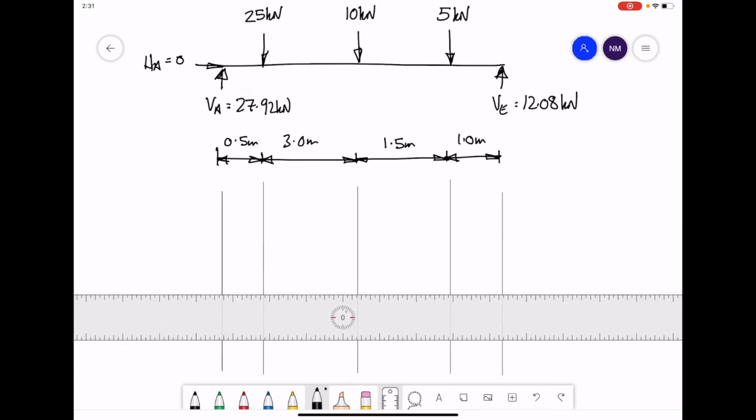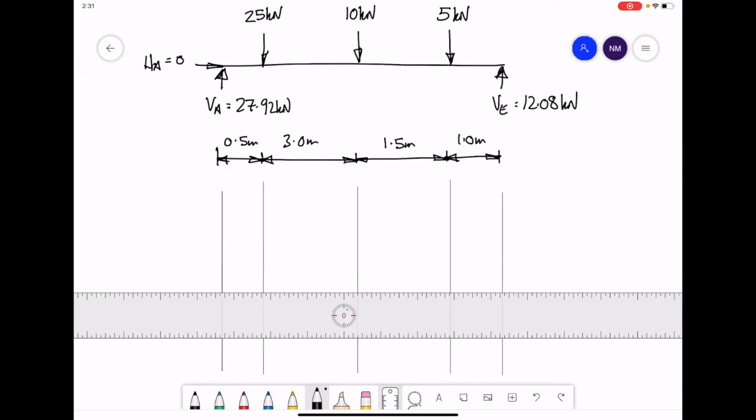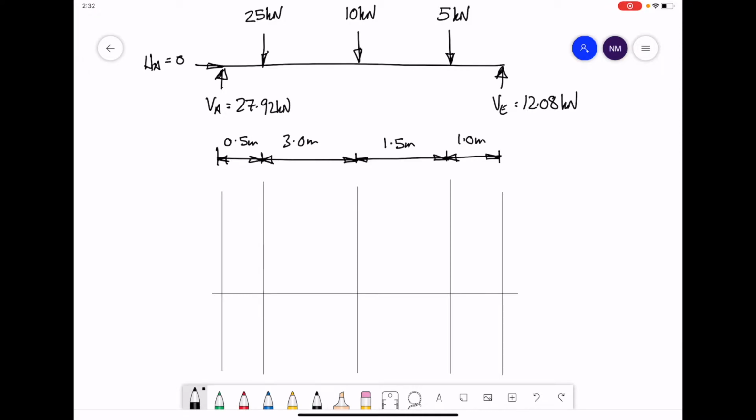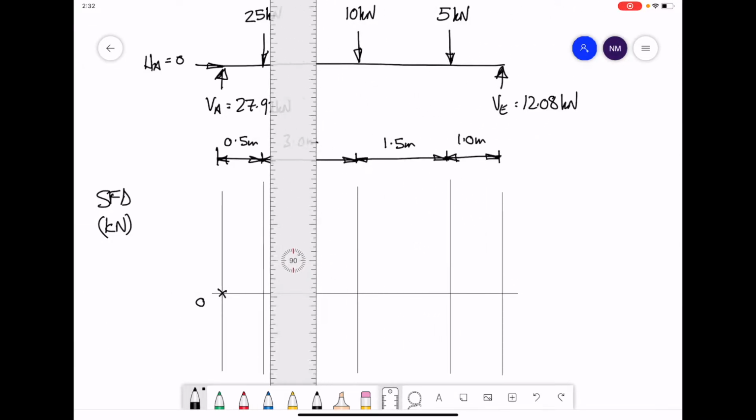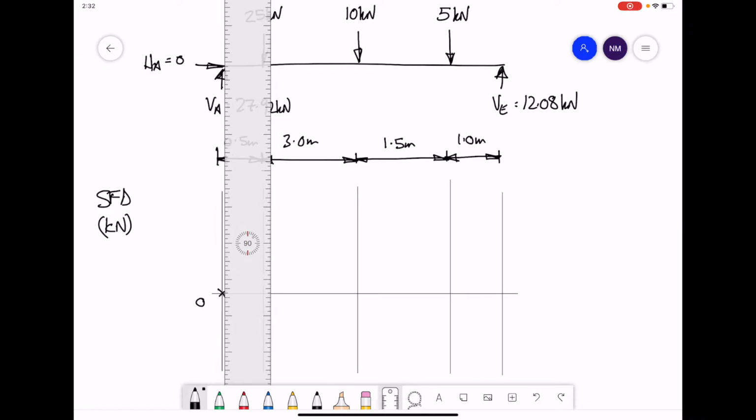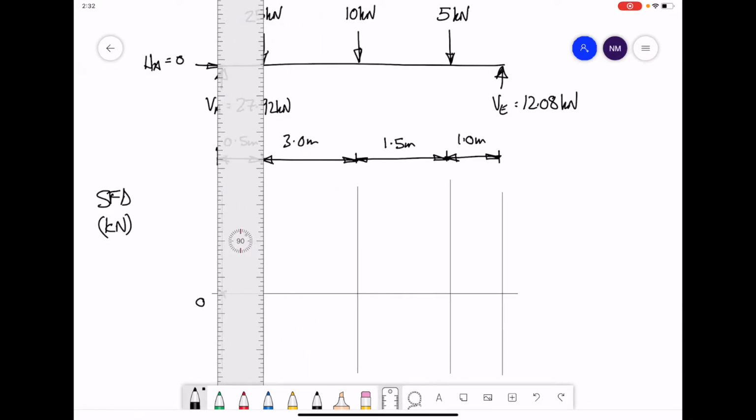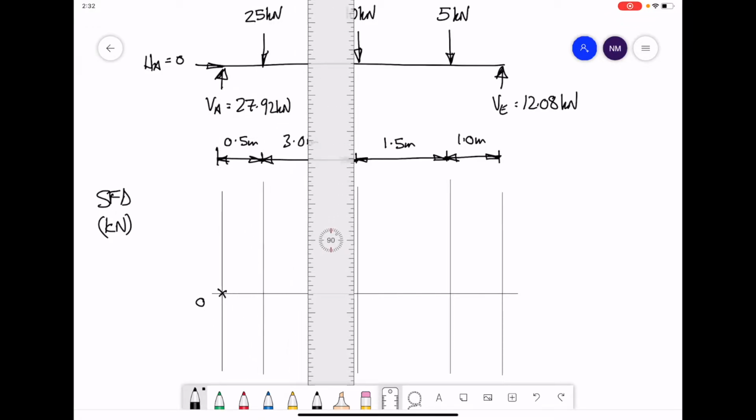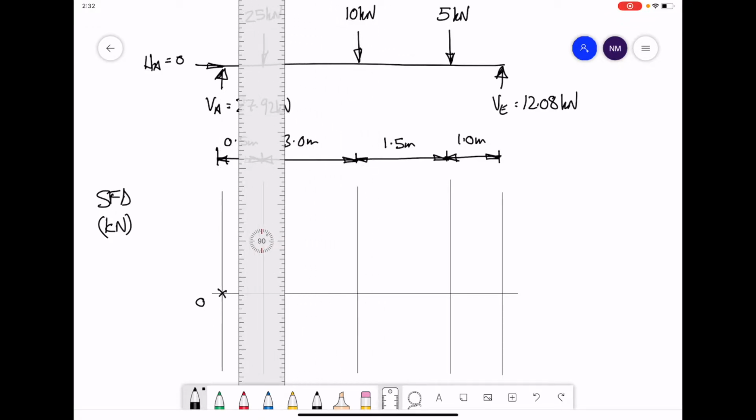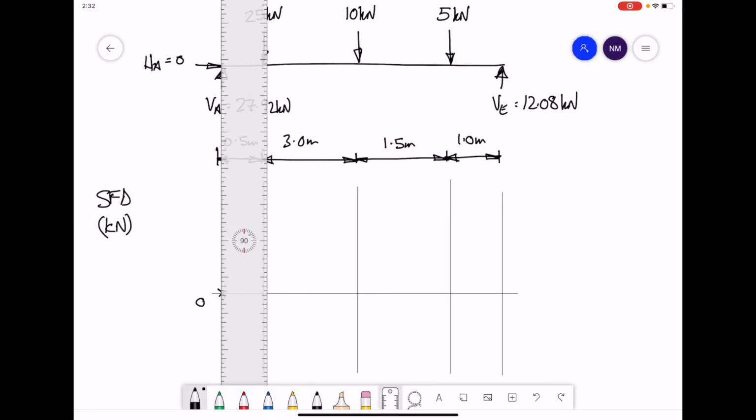I'm going to draw in a zero line. This will be our shear force diagram, units being in kilonewtons. You're going to start off at 0 on the left hand side. From the left hand side, we're going to reveal the beam and we're going to add up the total force that we actually have as we progress from left to right. Starting at the very end of the beam, start off at 0.